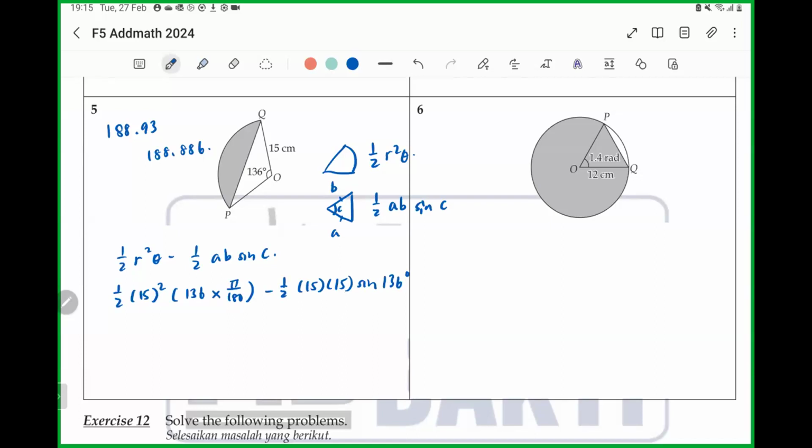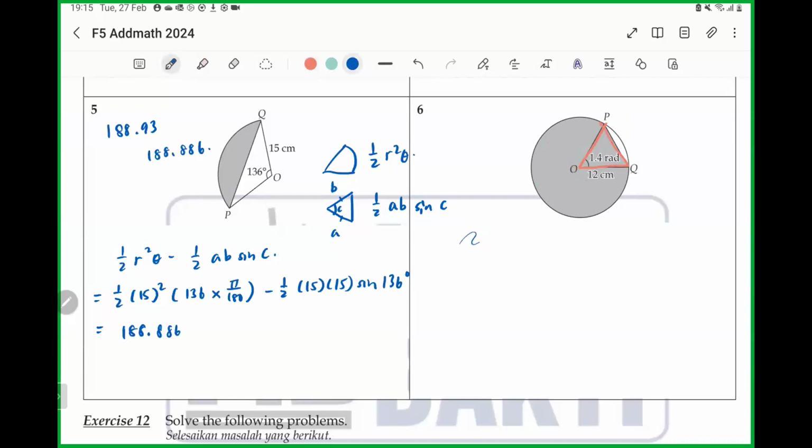Question 6 is 422. Can? 188.886. Okay, for number 6 here, you will need to plus because you have this triangle here, and also a sector over here. So you actually need to plus them.